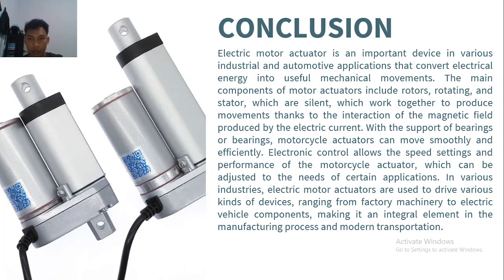Electric control allows the speed settings and performance of the motor actuator to be adjusted to the needs of certain applications. In various industries, electric motor actuators are used to drive various kinds of devices, ranging from factory machinery to electric vehicle components, making it an integral element in the manufacturing process and modern transportation.